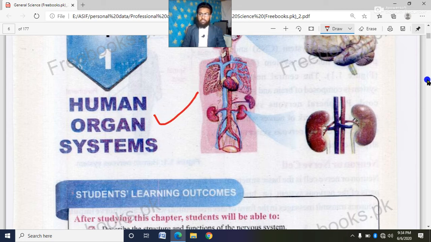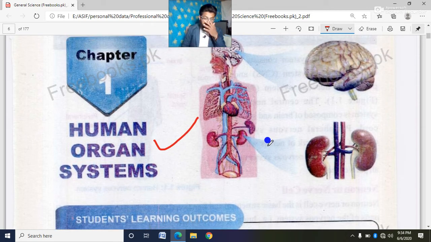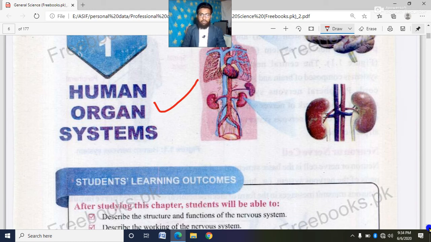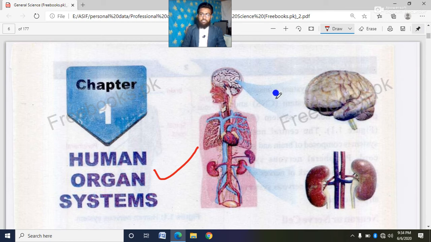Human organ systems. Dear kids, this chapter will include some important organs or organ systems of the human body. Cadets, we can also see in the picture on our screen that a human diagram is being shown, and different organ systems are shown. Here we can see on the top right side a picture of the brain. It is an organ of the human body. Next, below, we can see the kidneys and their associated structures. This is also an important organ of our body, and many other organs of the body are also included.